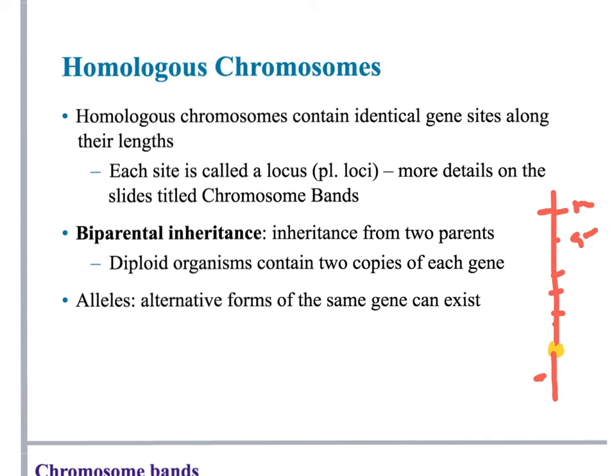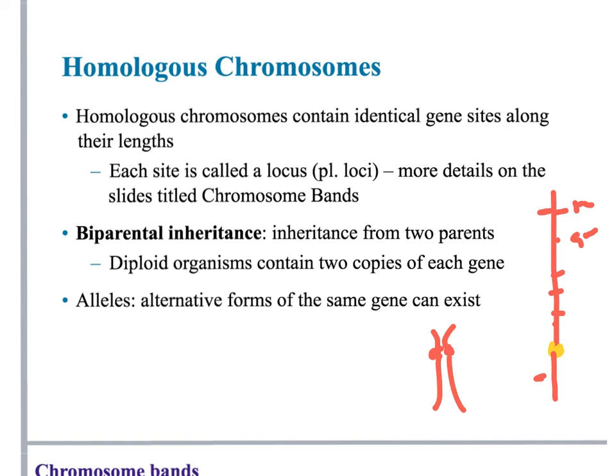So again, when you draw your chromosomes, you want your short arm or petite arm near the top, and then your centromere, and then the long arm after that. And then biparental inheritance means that you inherit something from two parents. So that's what we are. We get one set of chromosomes from one parent, the other set of chromosomes from our other parent.